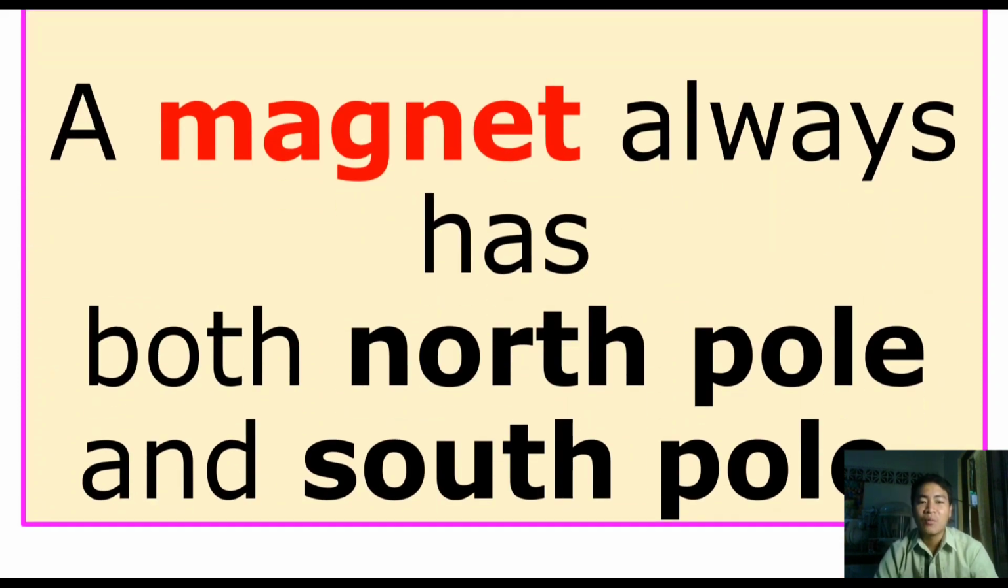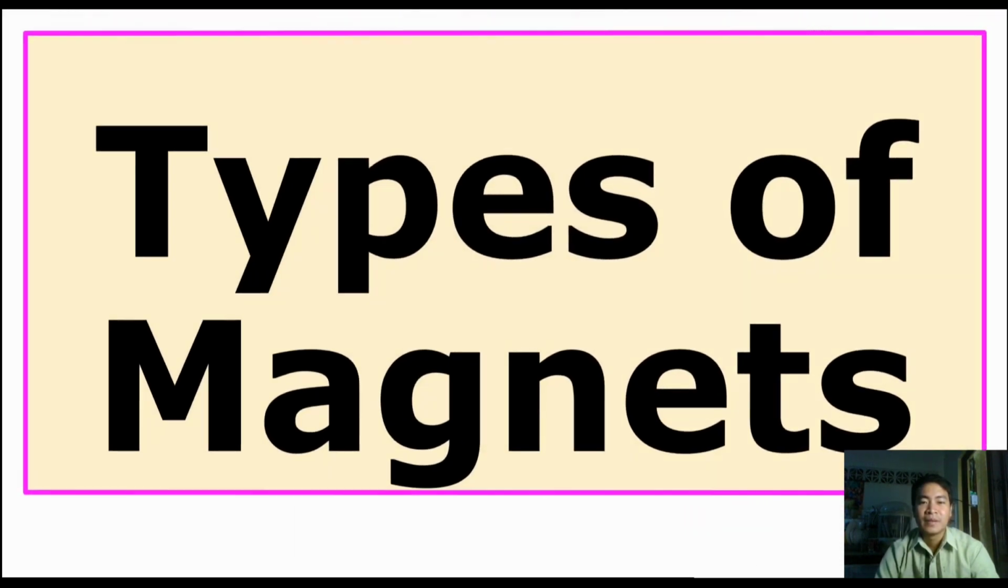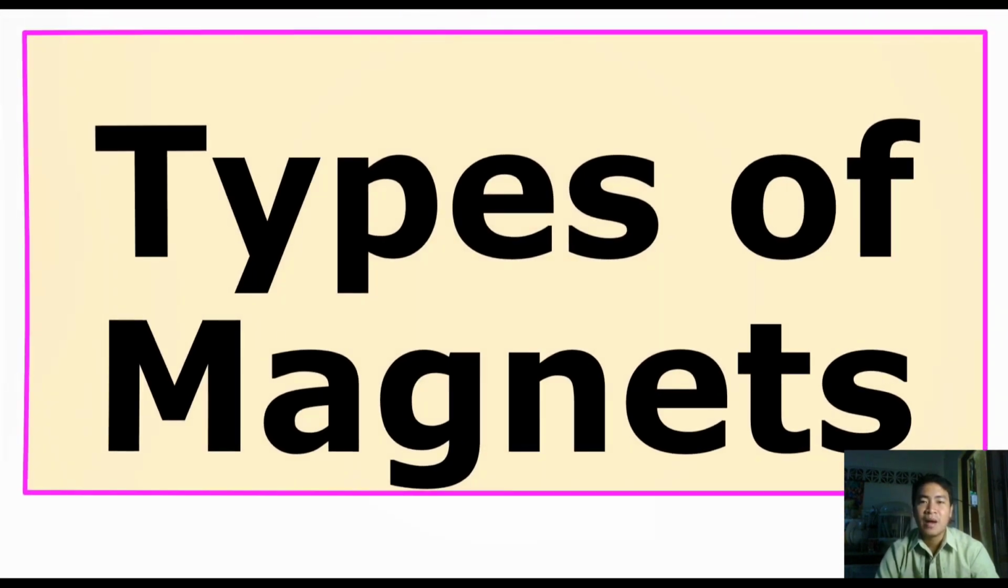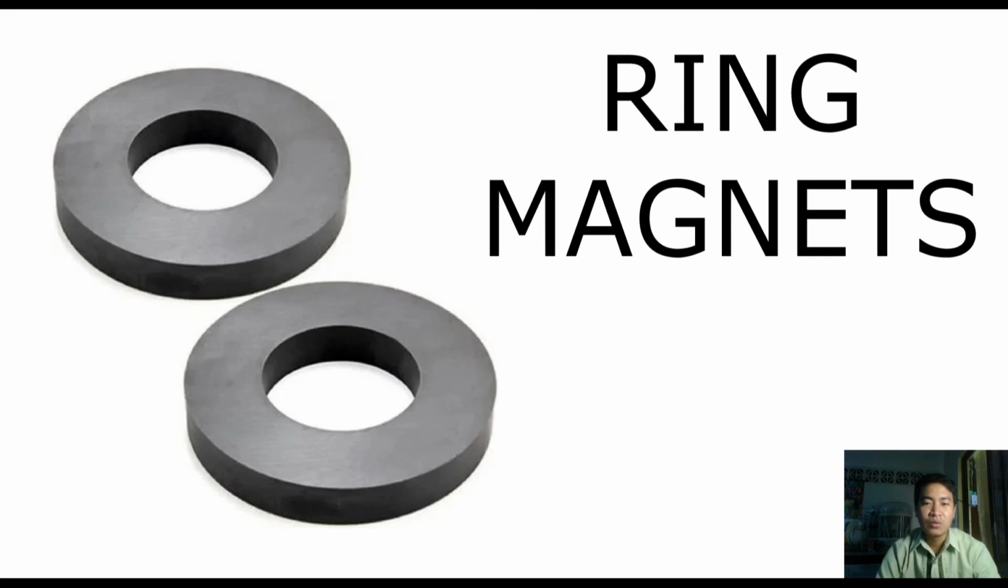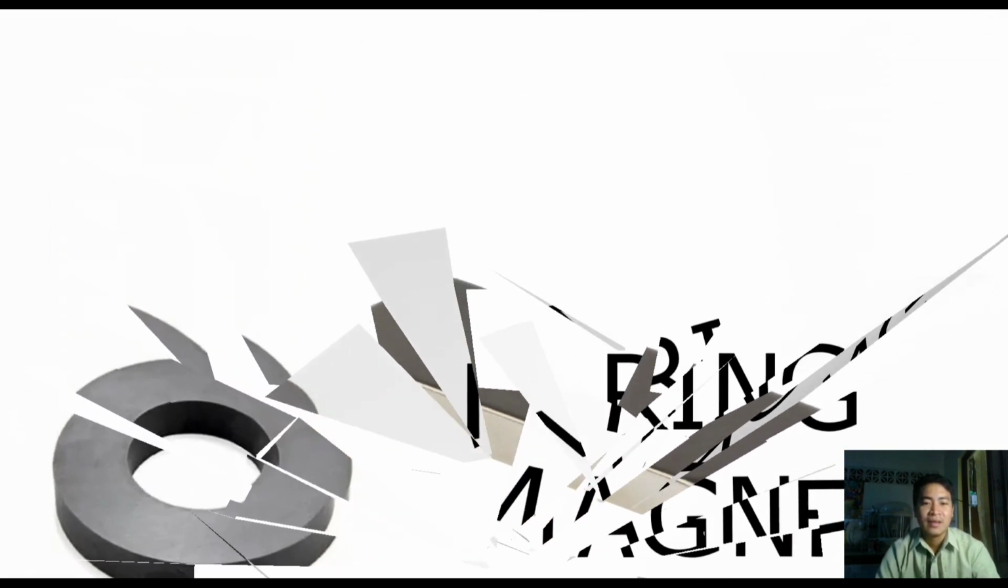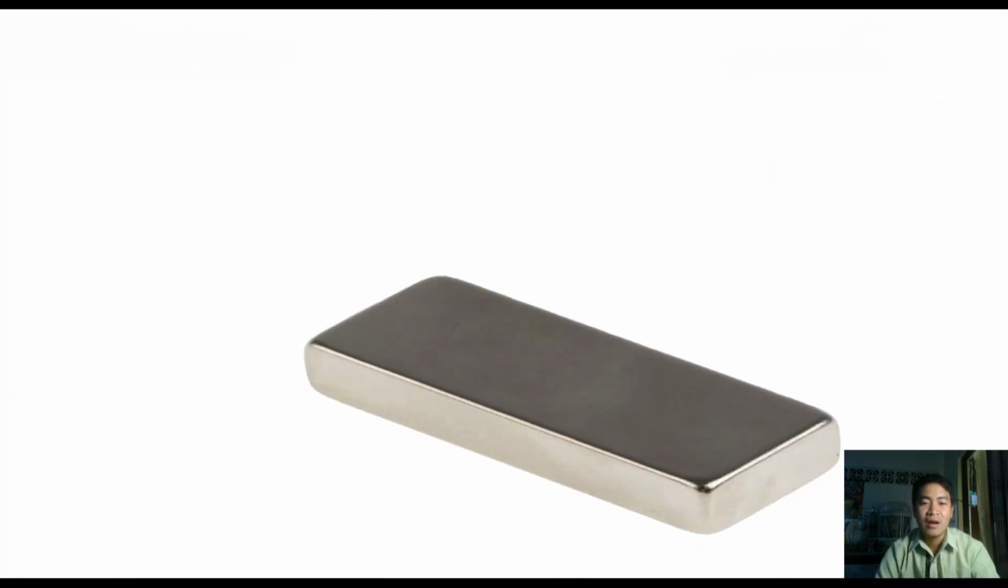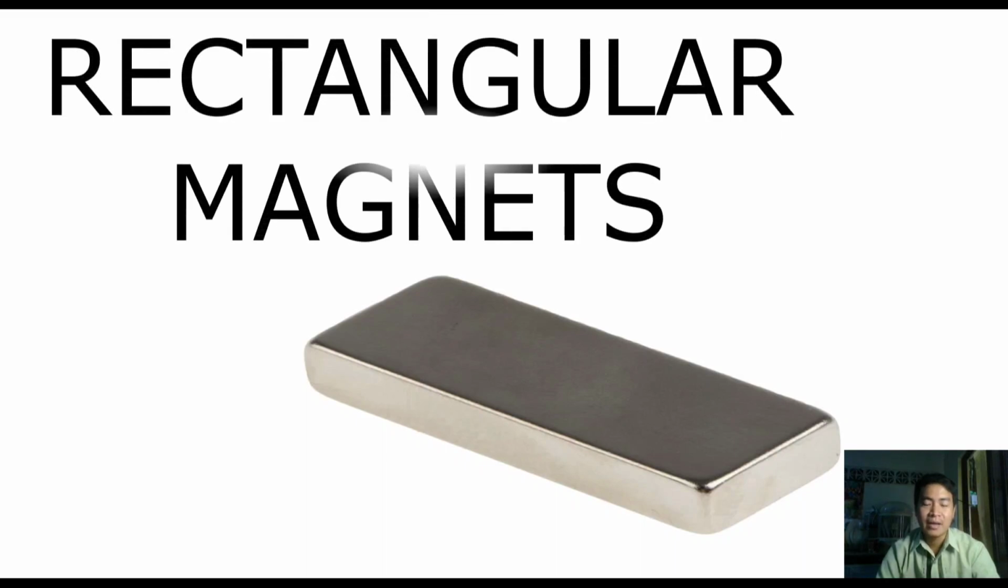So a magnet always has both a North Pole and a South Pole. Always remember that. And here are the types of magnets and their images. So we have here these called ring magnets. I know that you are familiar with these ring magnets. Then we have here rectangular magnets.